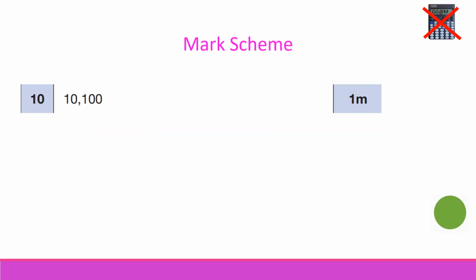The mark scheme on this question shows the answer as 10,100. 1M means 1 mark. Make sure you understand what the mark scheme says and remember to put your comma in to make sure you get the mark for the question.